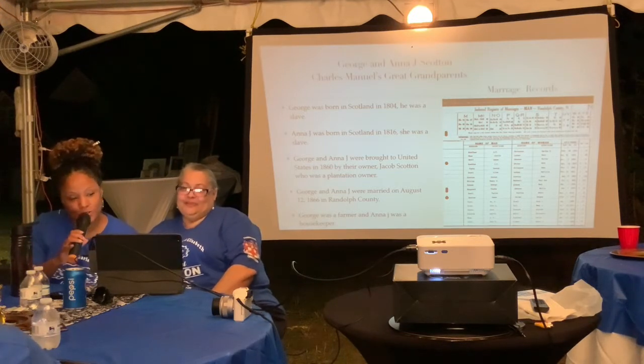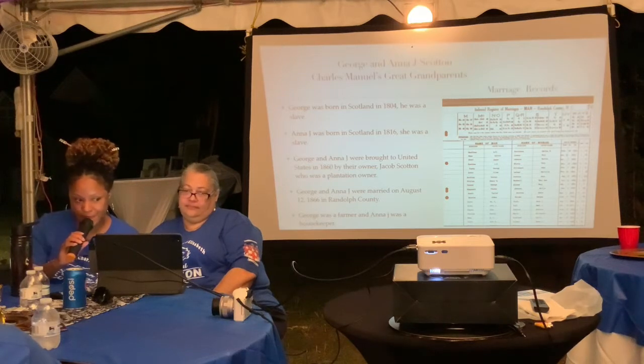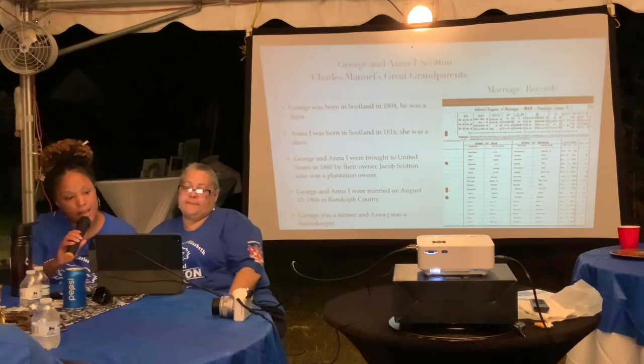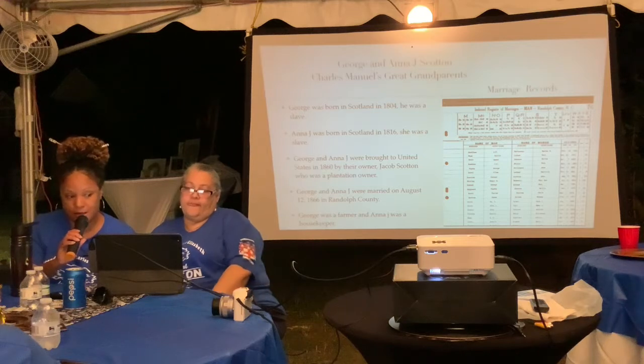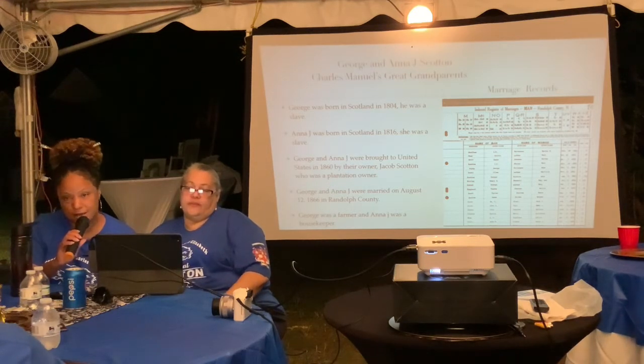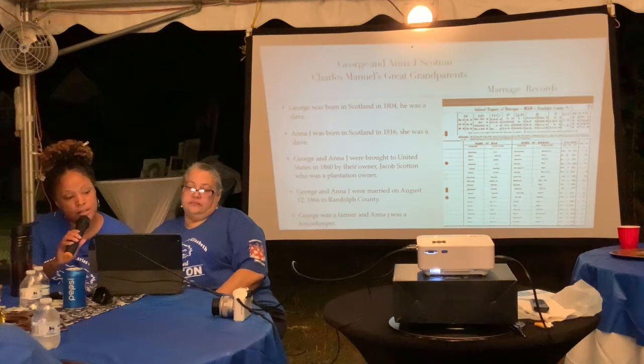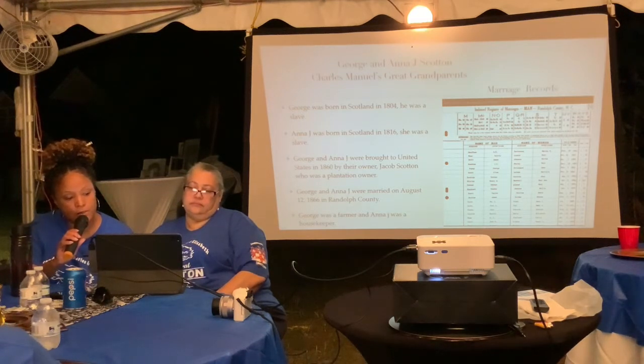Okay. So George was born in Scotland in 1804, and he was a slave. Anna J was born in Scotland in 1816. She was also a slave. George and Anna J were brought to the United States in 1860 by their owner, Jacob Scotton, who was a plantation owner. George and Anna J were married on August 12, 1866 in Randolph County. George was a farmer and Anna was a housewife.